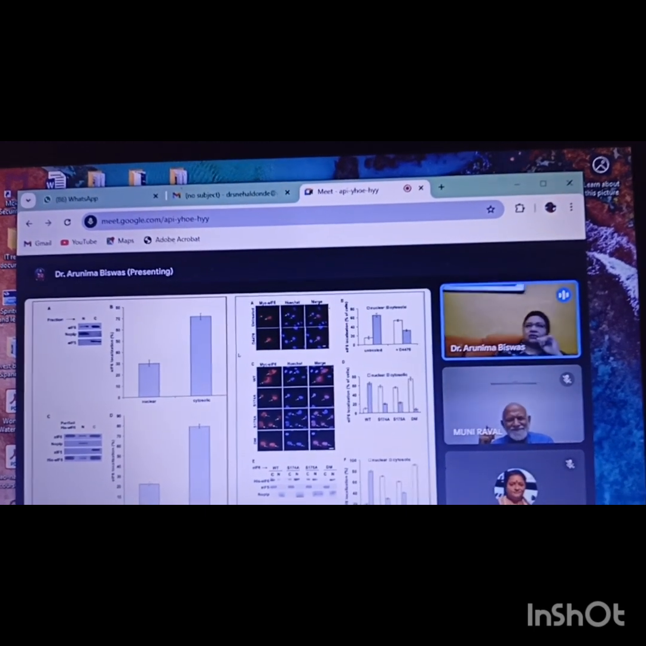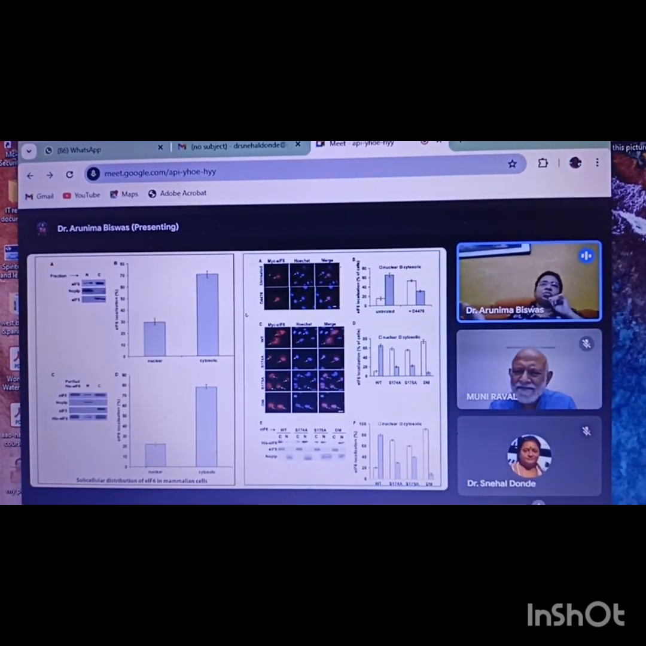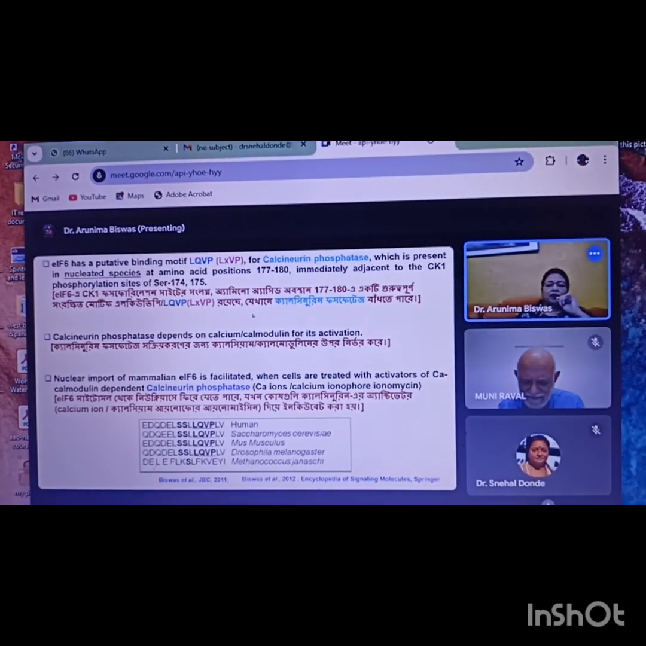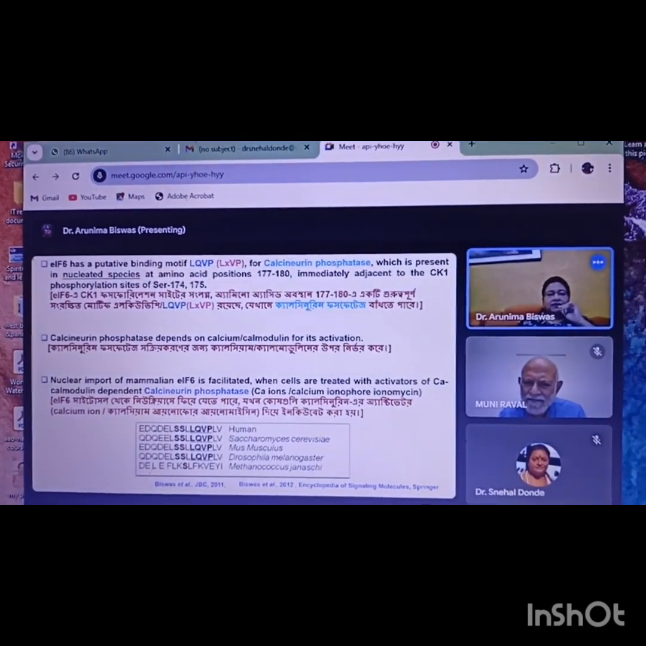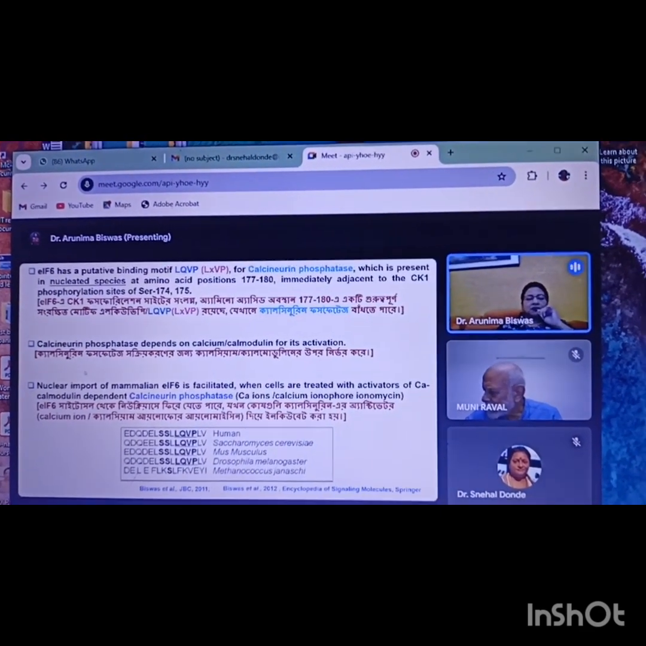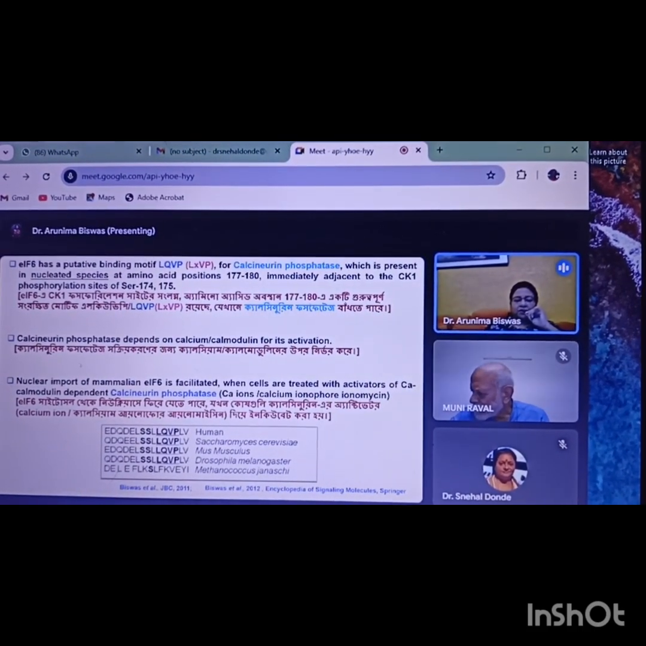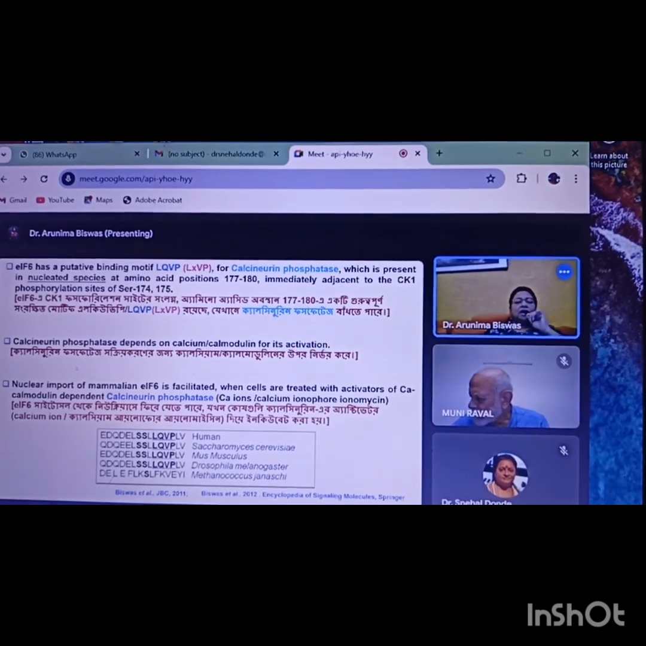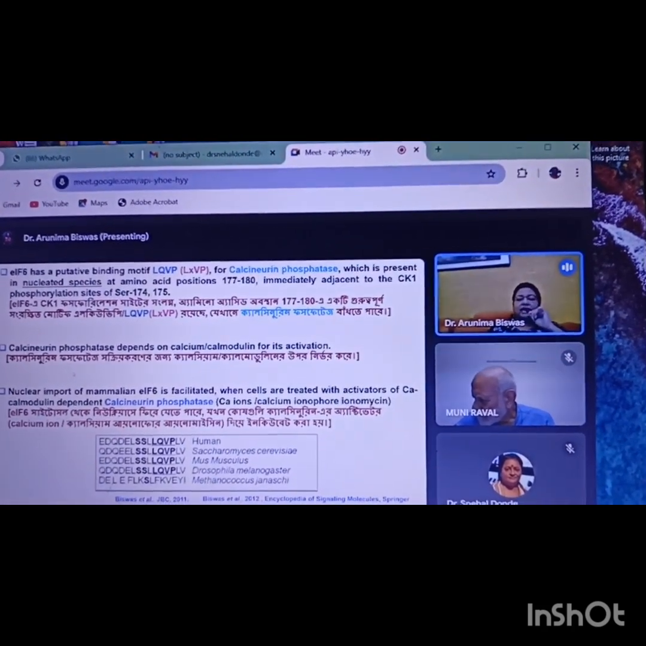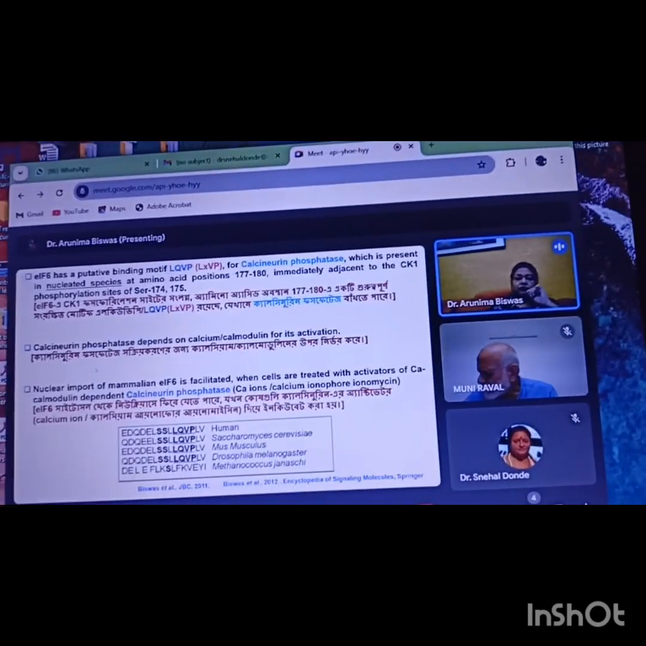So we wanted to see whether the reverse process, dephosphorylation, is done by calcineurin and whether that dephosphorylation promotes nuclear import. So, as I said, this putative binding motif, LQVP, for calcineurin phosphatase is present in the EF6 in all nucleated species. And calcineurin phosphatase depends on calcium and calmodulin for its activation. So if we treat mammalian cells, we have tried a number of cell lines, and in every case we found that if we activate the cells with calcium or with a calcium ionophore like ionomycin, then nuclear import is facilitated.